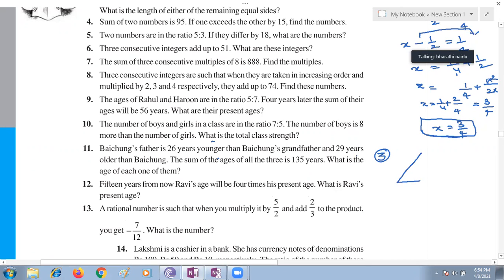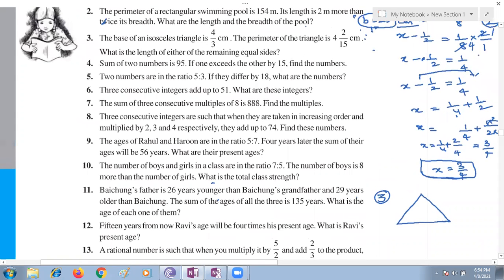Isosceles triangle means two sides are equal. Base part is given as, what is base part? Ma'am, can you please show the sum? Yes, 4 by 3. Base part is given as 4 by 3 centimeters. Isosceles triangle means two sides are equal. Suppose if I'm taking this side as x, what is the other side? X. Why am I taking both as x? Because in an isosceles triangle, two sides are always equal.